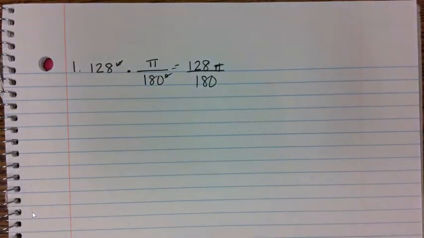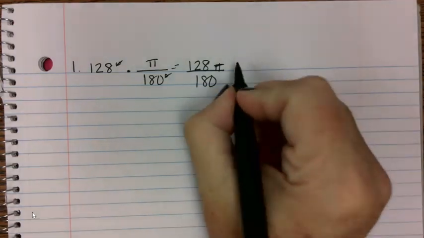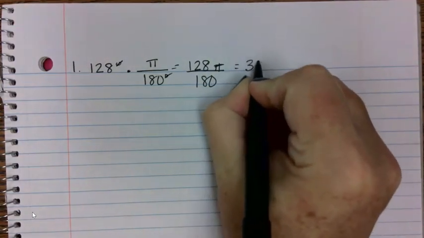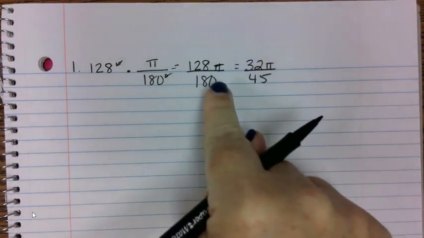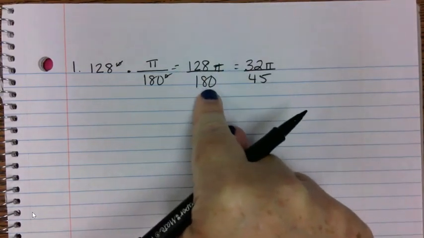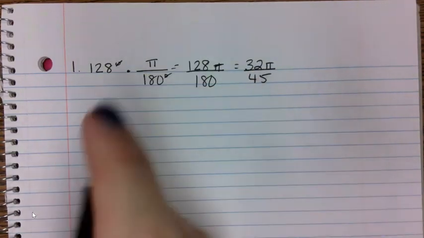Now, with your calculators, when you type this in, don't put your pi, because pi is considered irrational, and it will not simplify. So you just type the 128 over 180 in, and then at the end, just remember to put your pi.